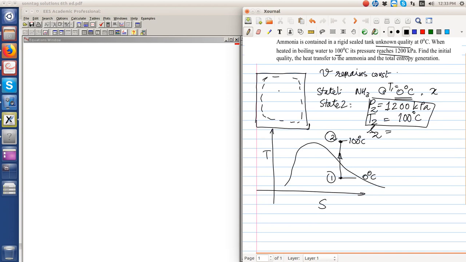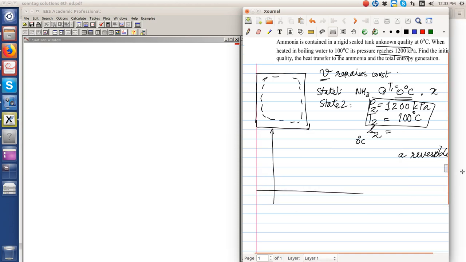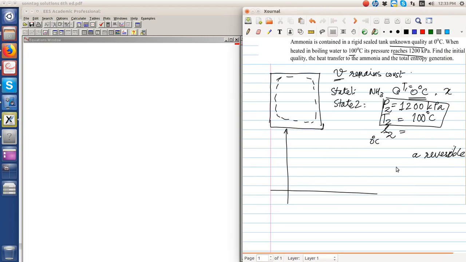Another consideration is that the total mass inside is constant, so the specific volume is also constant. So the specific volume at the second state should also yield the specific volume of the first state. Let's see how that pans out. As a matter of fact, the more fundamental, if it were a reversible process, this would be happening. However, in general, it may not be a reversible process, and in that case the specific volume remains constant.